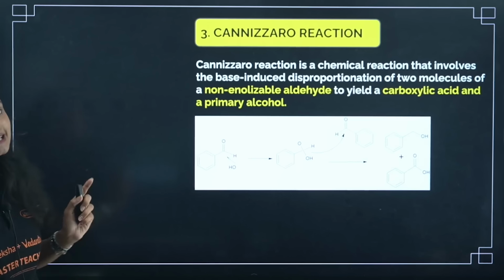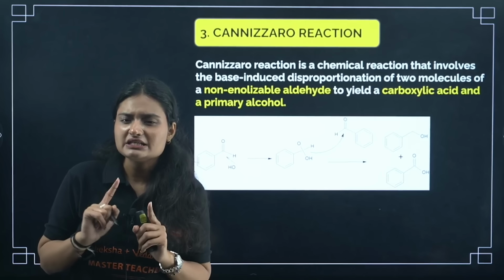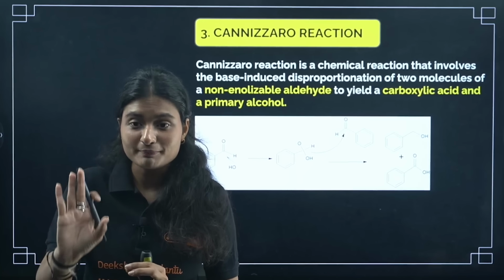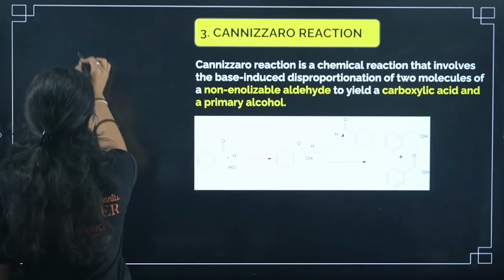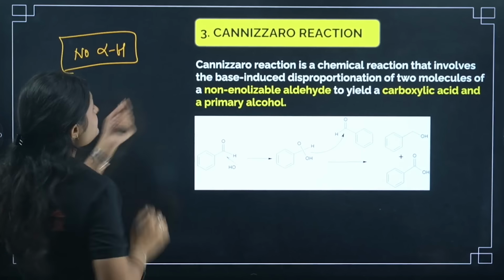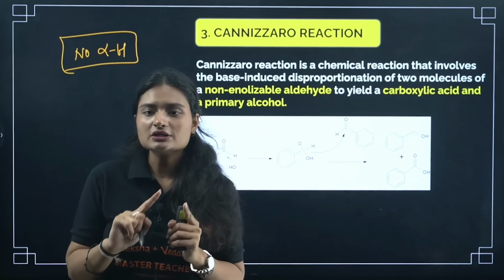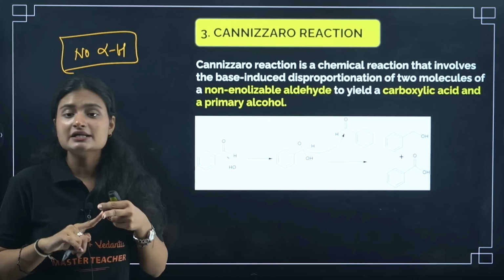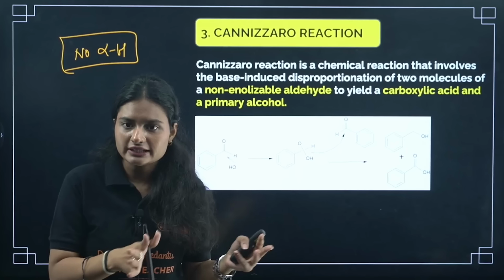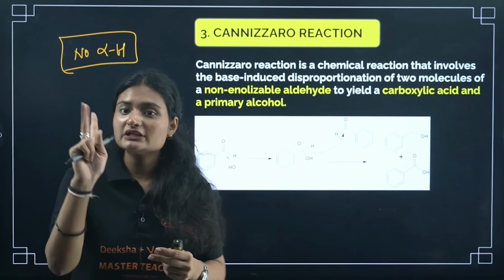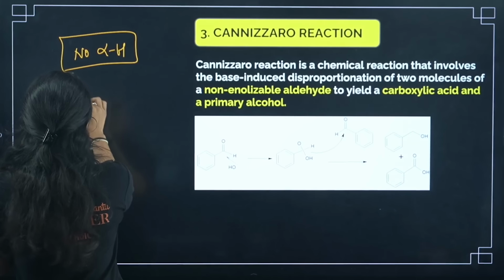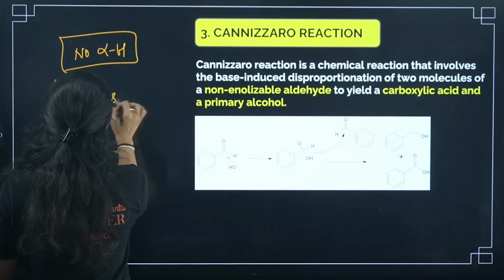So the next reaction is the Cannizzaro reaction. It is very similar to aldol condensation, but there is a big difference. That is, here there are no alpha hydrogens. When no alpha hydrogens are there, the carbonyl compound gives the Cannizzaro reaction, right? So in aldol condensation we were getting what? Alpha beta unsaturated carbonyl compound, right? Or beta hydroxy carbonyl compound, right? But here what will you get? You will get two compounds. You will get two products. First is a sodium or potassium salt of carboxylic acid.